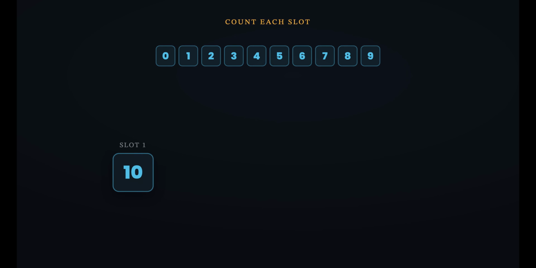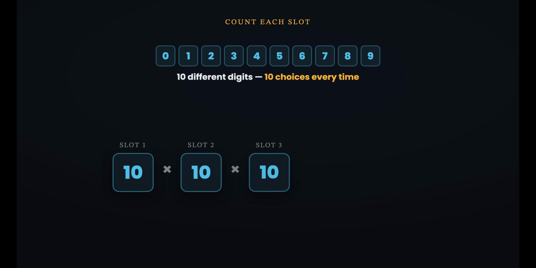The first step has 10 ways since there are 10 different digits, 0 to 9. The second step also has 10 ways because it's still the same digits, 0 to 9. And the third and fourth steps each have 10 ways too.